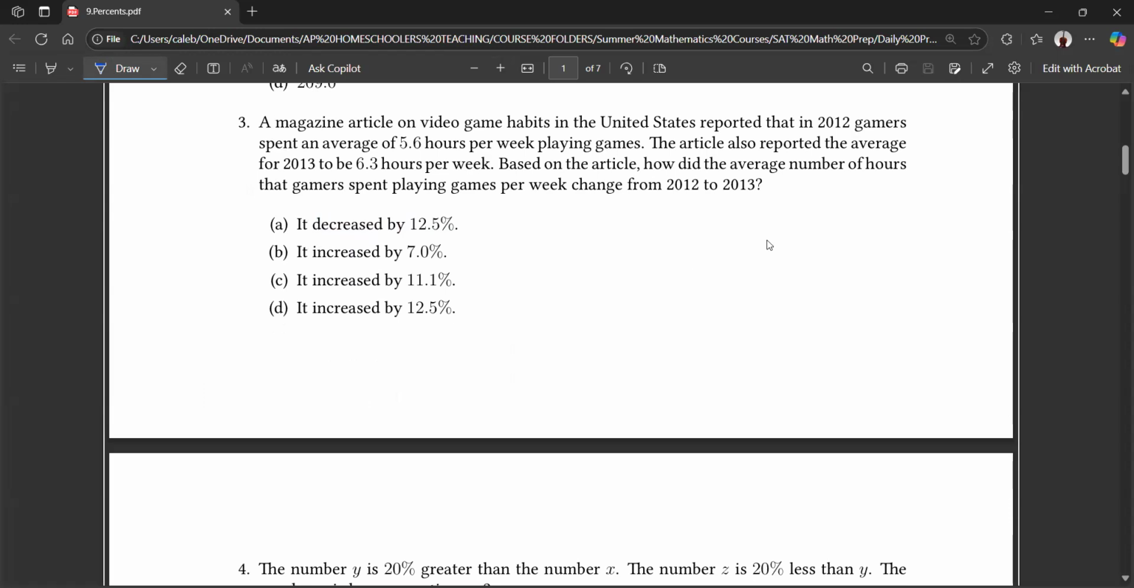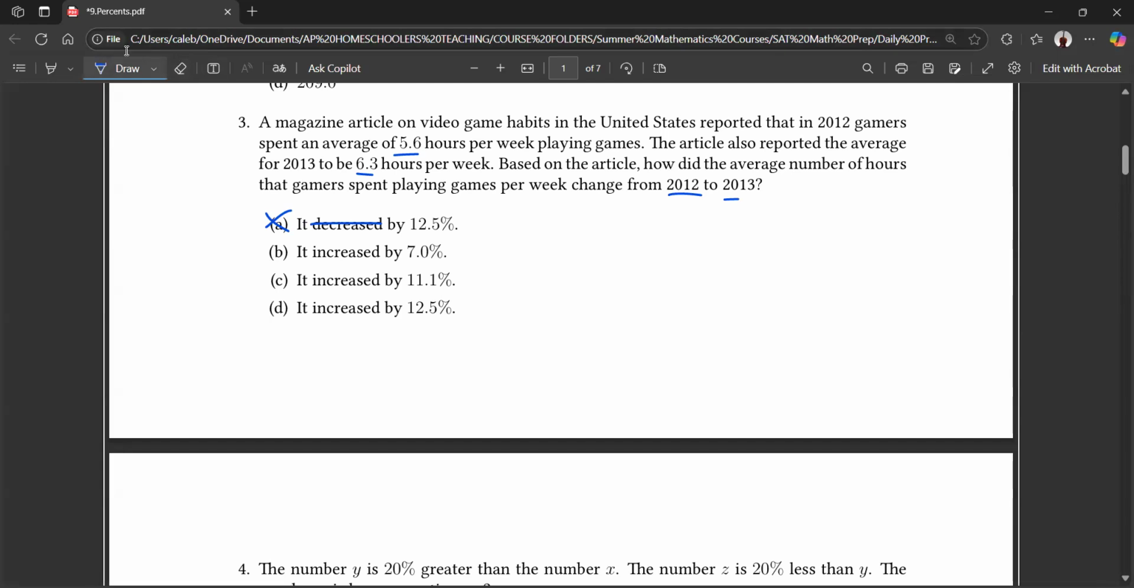How did the average number of hours gamers spent playing games per week change from 20? So I need to compare. Where did I start and where did things end? Okay, so things started at 5.6 and they're now up to 6.3. How am I going to compare these things? Okay. Now, clearly, 6.3 is a bigger number than 5.6. So choice A just doesn't even make any sense because we're not decreasing by anything. Okay. We're increasing. What we're really saying is, did 5.6 increase by 7, 11.1, or 12.5% in order to give me this new number of 6.3? Okay.